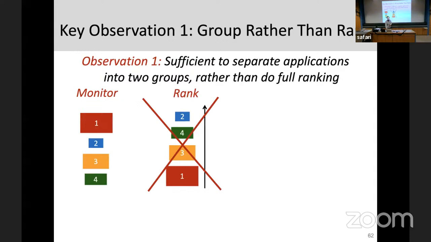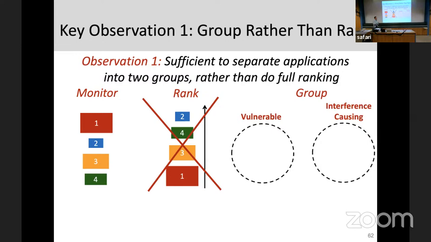So instead of ranking, we'd like to group the threads into two groups mainly. And again, we can potentially expand this to more levels. If you have 64 threads, you have 64 different ranks; we're going to reduce that to two groups. But maybe if you reduce it to three groups, it's also okay. It's much better than 64 different things that you try to rank between. The groups are called the vulnerable group and the interference causing group. And if you do the grouping right, you should prioritize the vulnerable group over the interference causing group. That's the idea over here.